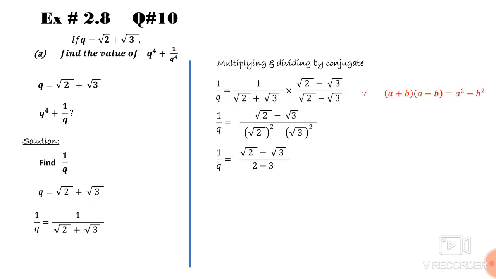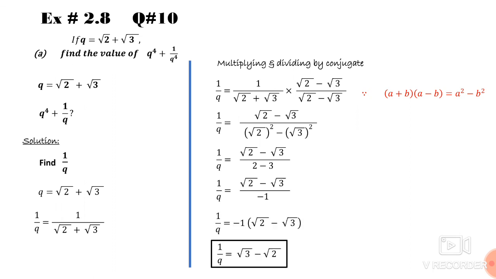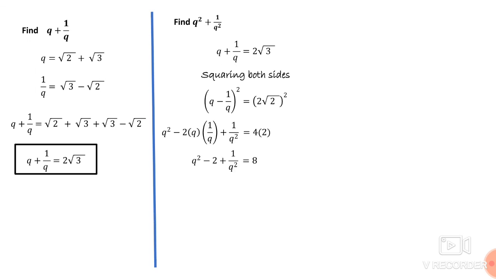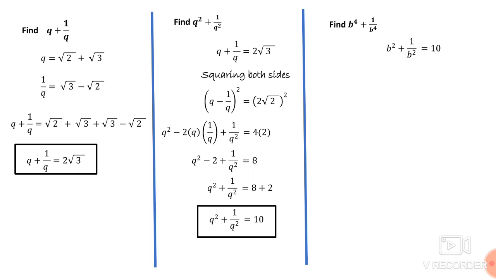First of all, find the value of 1 upon Q by taking the reciprocal, then rationalize it. And then find the value of Q plus 1 upon Q by simply adding them. Find Q square plus 1 upon Q square by doing the squaring. And then find Q4 plus 1 upon Q4 by squaring again.